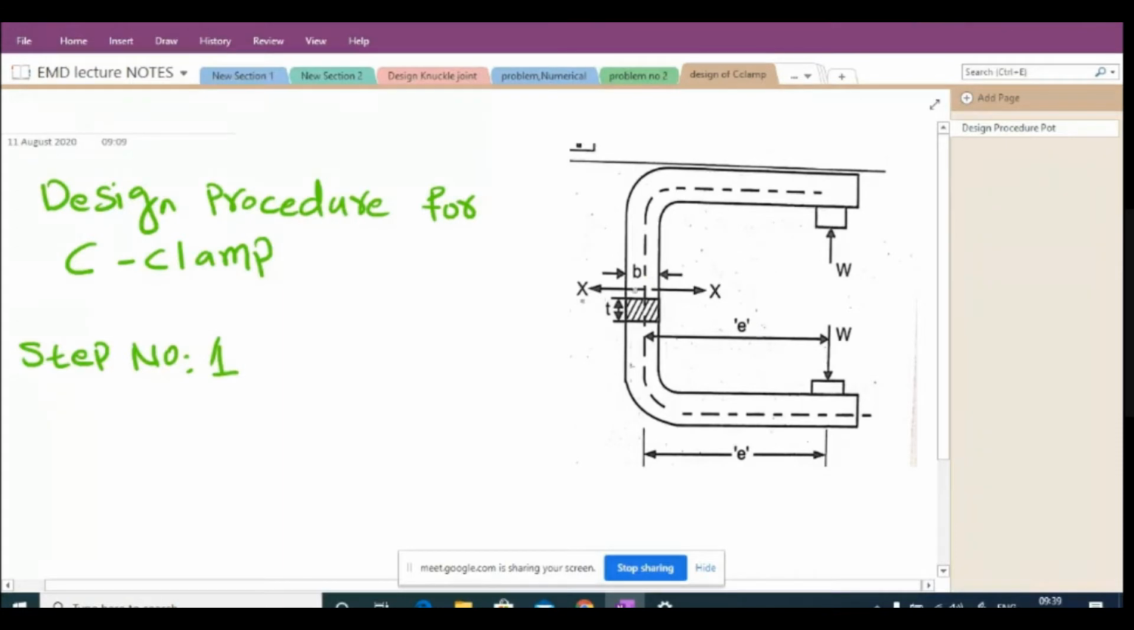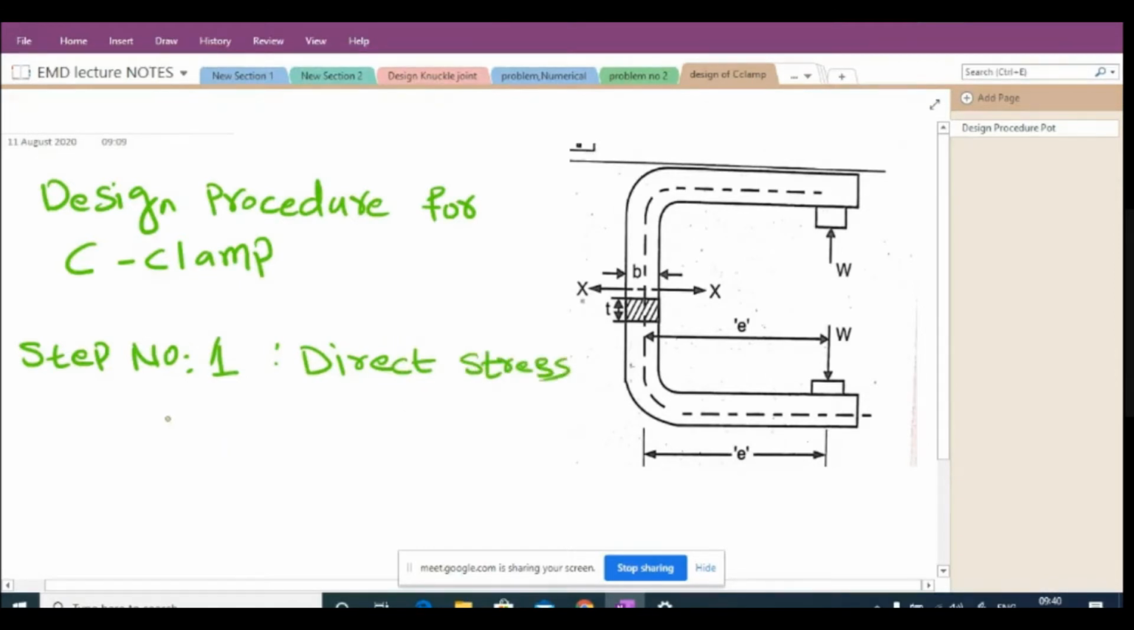So in this design, we have to design two parameters, that is B and T. We have to find the breadth of the section and the thickness of the section. Only two unknowns. And since this is an eccentric load, basically two types of stresses will be produced. Number one is direct stress, and another one is bending stress. So first step we will calculate direct stress.